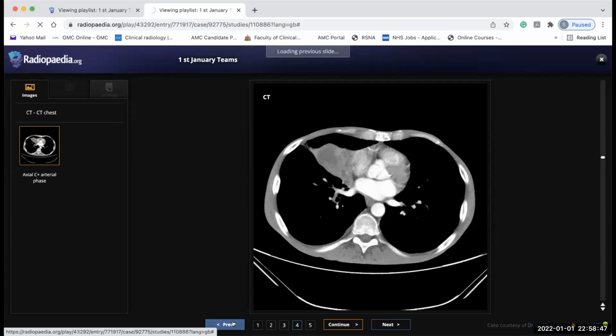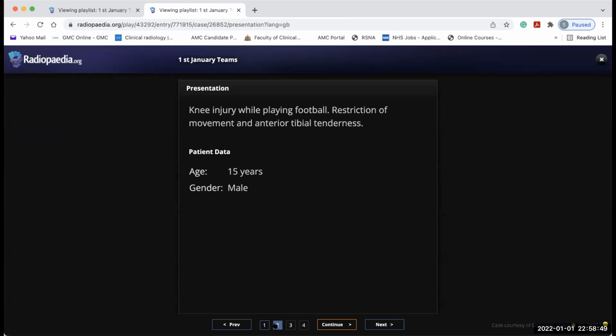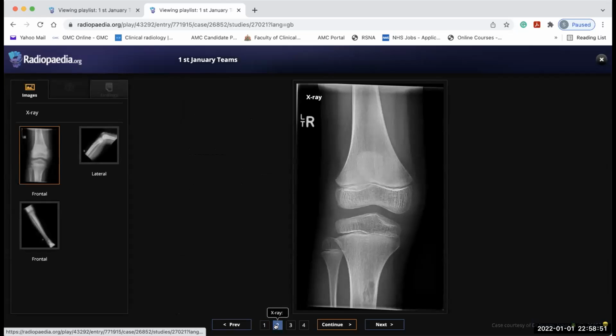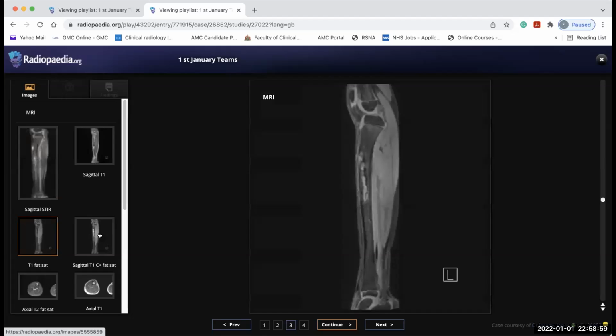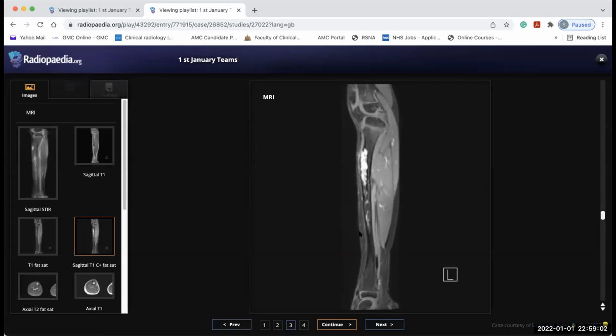The previous one was the football injury, and 100% your differential was correct. This is a case of adamantinoma, and the differential is the MRI of the case, if you are interested to see. And the differential of this case would be chondromyxoid fibroma and fibrous dysplasia. Okay.